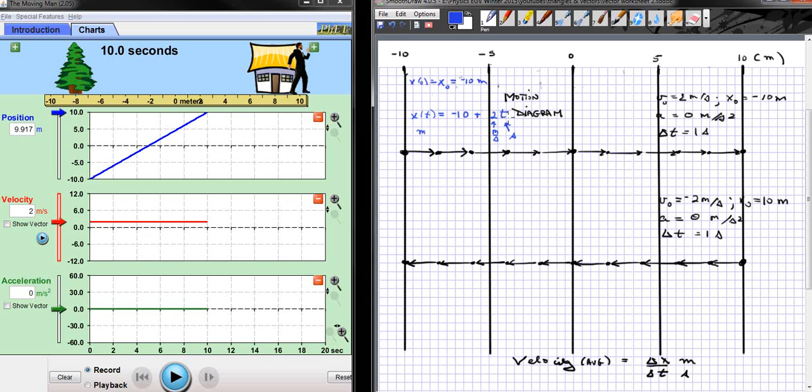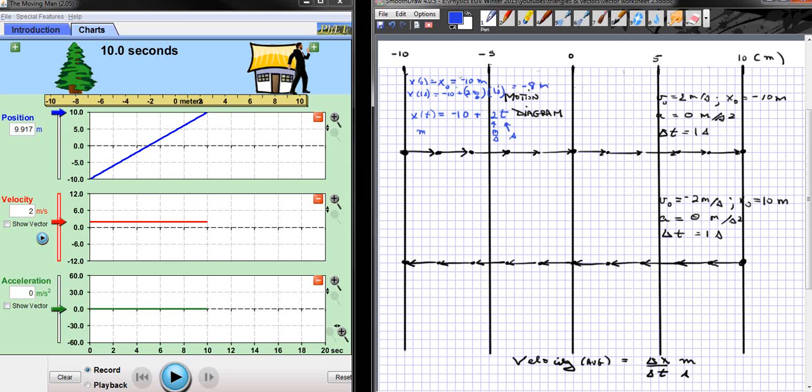But then as t starts ticking up, when t is equal to 1, 2 times t is equal to 2, and minus 10 plus 2 is minus 8. And so x of 1 second, let me actually put the units in here, is equal to minus 10 plus 2 meters per second times 1 second, which is equal to minus 8 meters. And so he has moved 2 meters to the right.